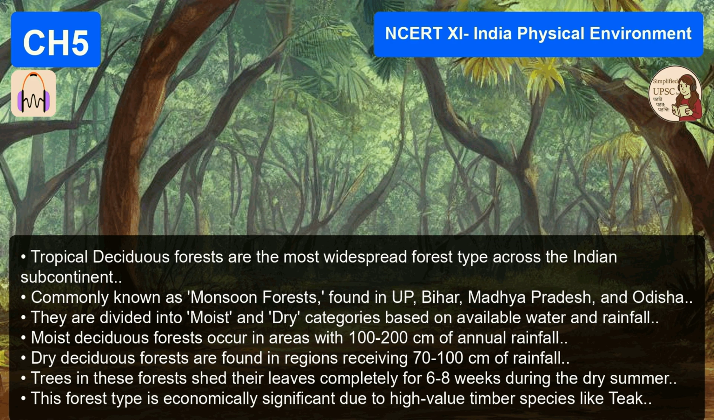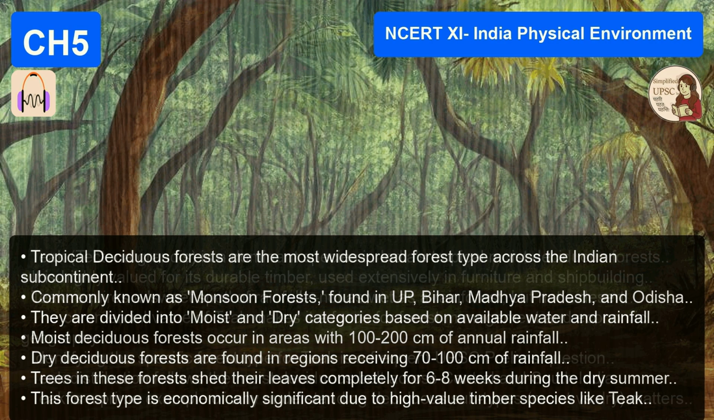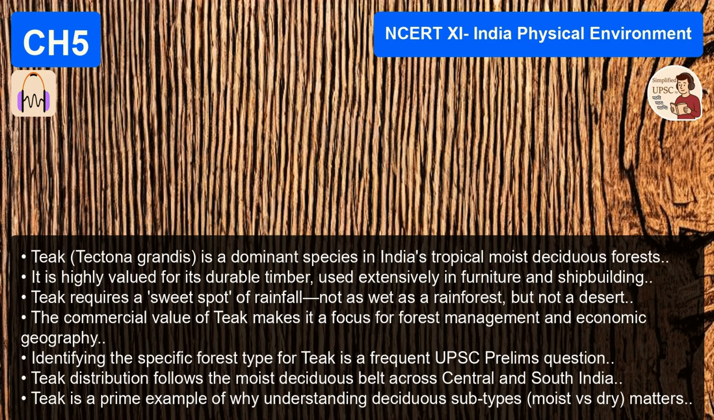And there is a specific tree that is kind of the king of this forest. I'm looking at another PYQ from 2015, this one about teak. Ah, yes, the teak question, a classic. In India, in which one of the following types of forests is teak a dominant tree species? And the options were things like tropical moist deciduous, tropical rainforest, the usual suspects. And the answer, the very specific answer, is tropical moist deciduous forest.